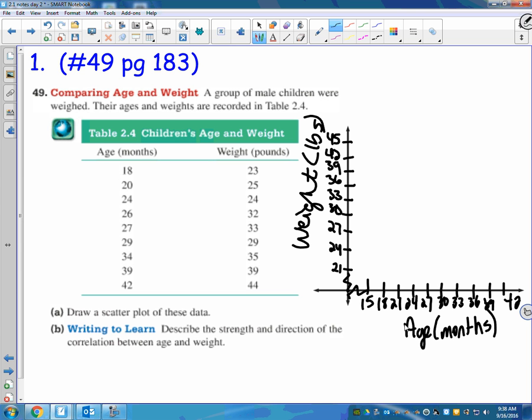Let's just plot these. 18 months, 23 pounds, 20 months, 25 pounds. Tell me if I just did it really wrong. 24, 24. I always love when my kids are as tall as they weigh, like when it's the same number in inches and pounds. It makes me nervous. I think that's a math person thing.